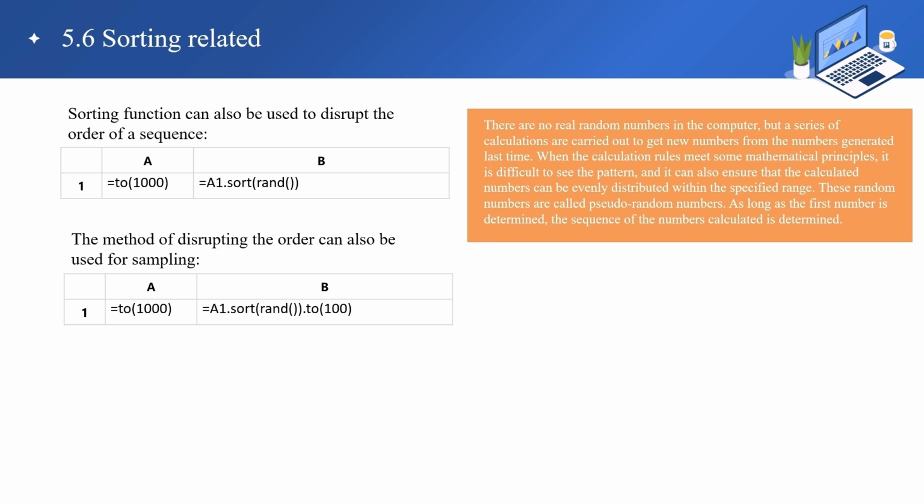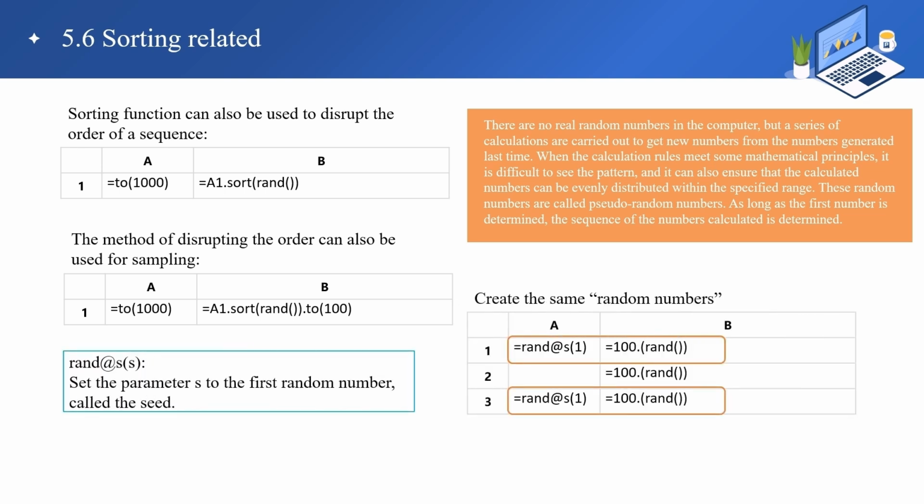As long as the first number is determined, the sequence of the numbers calculated is determined. Using this principle, we can create the same random numbers. The rand@s function sets the parameter s as the first random number, called the seed. Running this code shows that B1 and B3 are the same.